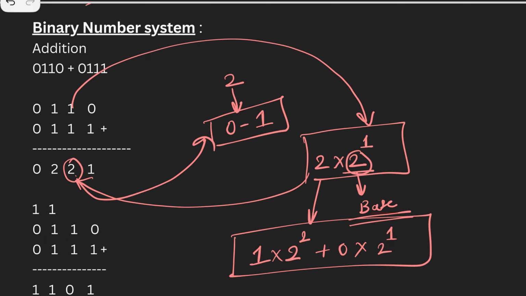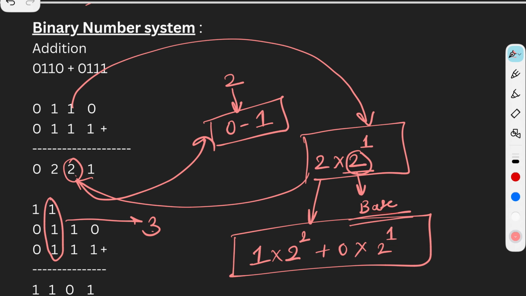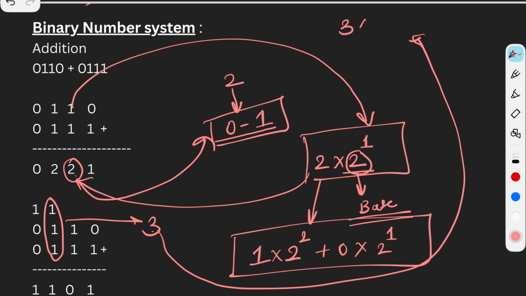Now you do the addition. 1 plus 1 plus 1 is going to be 3. Now 3 is also not allowed at any particular position. Why? Because 0 and 1 are the only two values allowed at any particular position in the binary number system. Now this 3 actually represents 3 into 2 to the power 2.